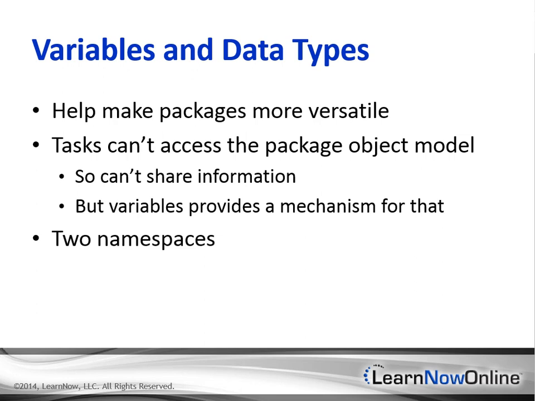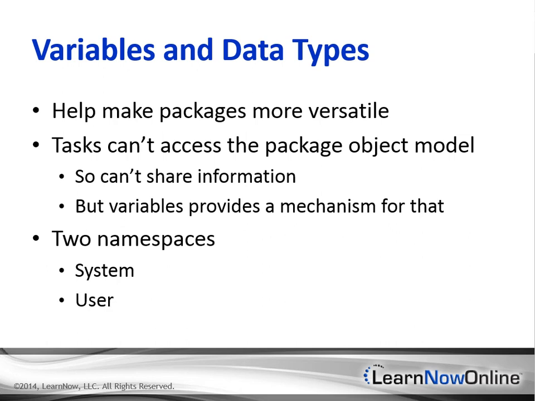Variables fit into two main namespaces. The first is System. The System namespace contains read-only variables that the integration services runtime supplies automatically, so you can use them in your package. Examples of System namespace variables are start time and machine name. Start time provides the time at which the package execution began, and machine name provides the name of the machine that the package is running on.